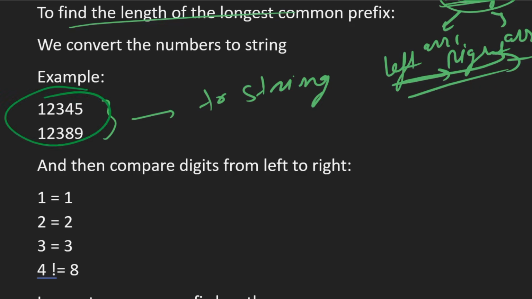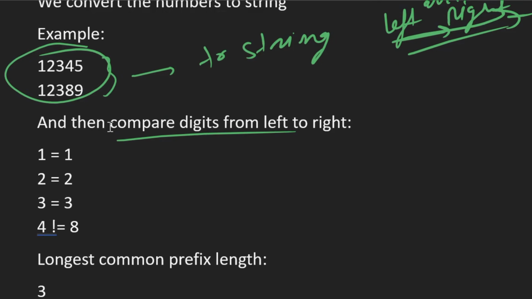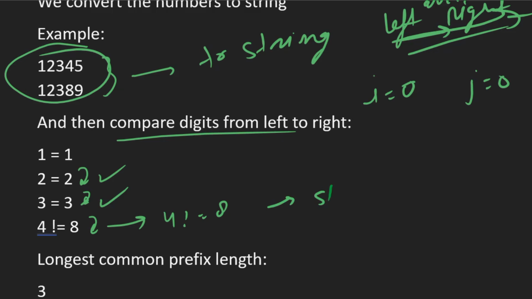That's why we convert the numbers to string. And then once after converting the numbers to string, we start iterating them, from index i equal to 0 and j equal to 0, and we keep iterating until either one of the strings is finished or we do not get an equal number. So see, first we compare 1 and 1, equal, then we go to the next index, 2 and 2 equal, go to the next index, 3 and 3 are equal, then we go to the fourth index, but here 4 is not equal to 8, so we stop.